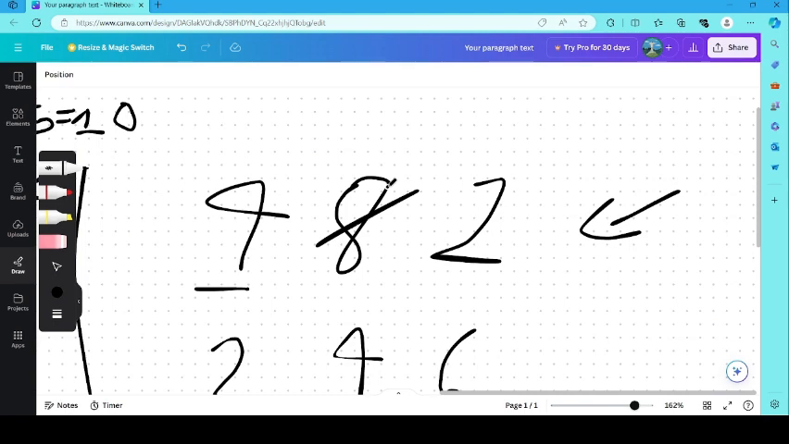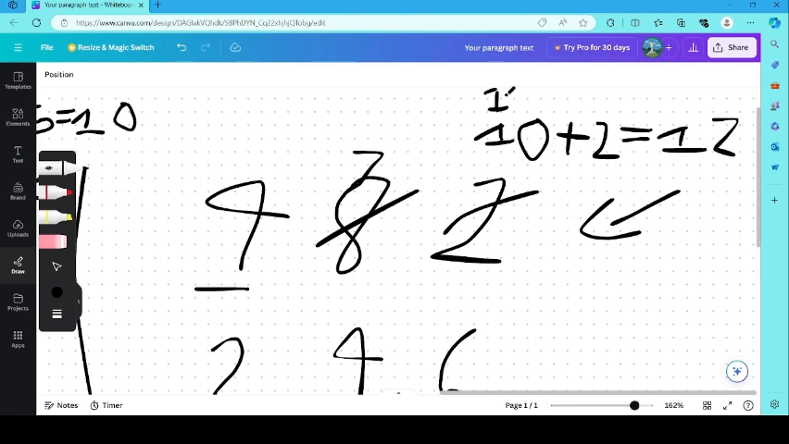And that 2, we head straight to our ones place. That 2 is no more a 2. It's a 12, because that 1 represents a 10. So 10 plus 2 equals 12. That 2 is now a 12. So our answer here is 12. This is the formula you should use. Again, this is called regrouping or borrowing.